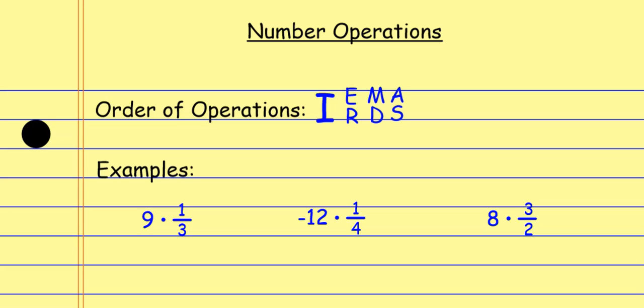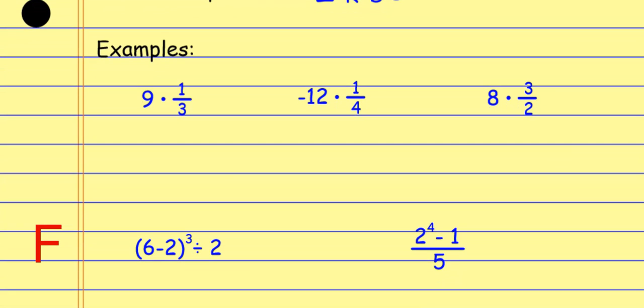Same thing with multiplication, division. They are tied in terms of order of operations. The tiebreaker is left to right, okay? So let's jump into a couple of these. If I look at something like this, first one, 9 times 1/3.